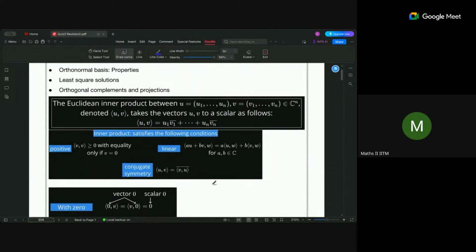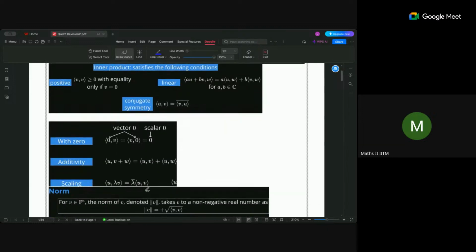And what are the properties we have for this inner product? Inner product v comma v is always non-negative, and it is equal to 0 if and only if v is 0. Only when v is 0, the inner product v comma v will become 0. It is linear with respect to the first variable, and conjugate symmetry is there. It means inner product u comma v is the same as inner product v comma u bar.